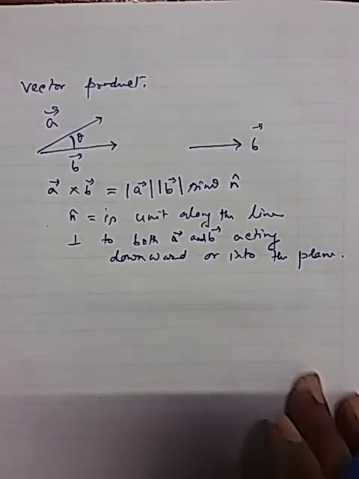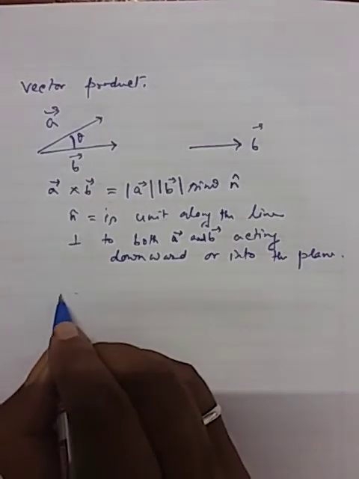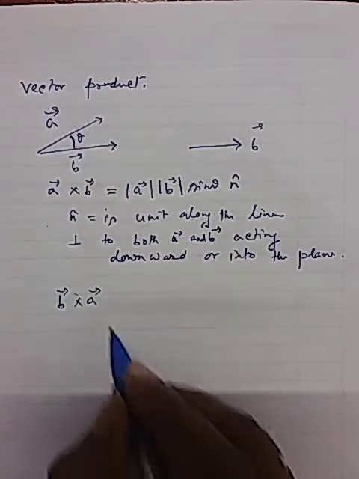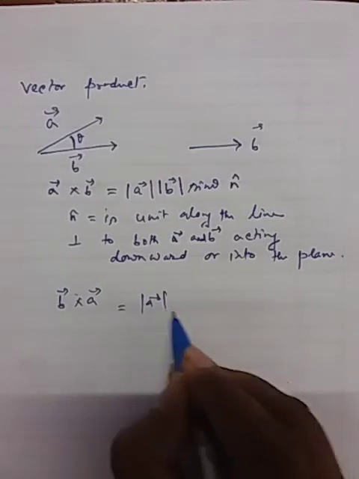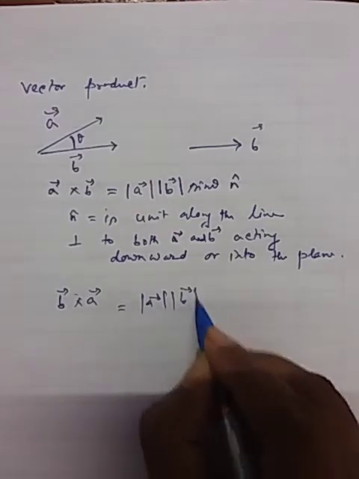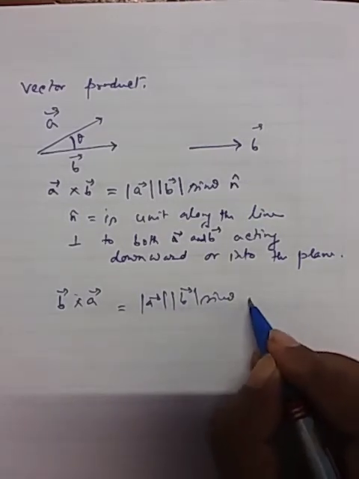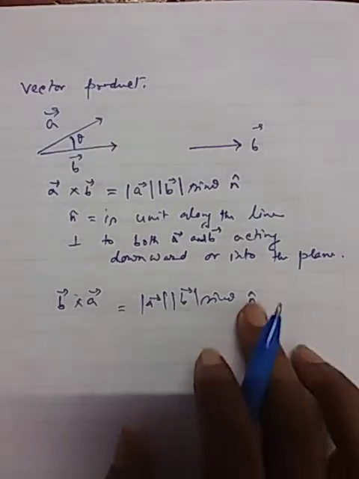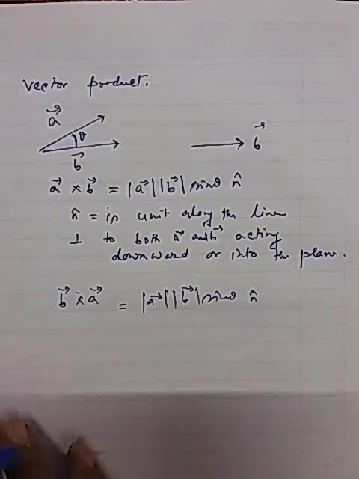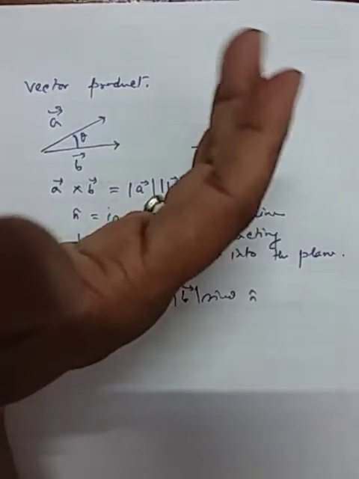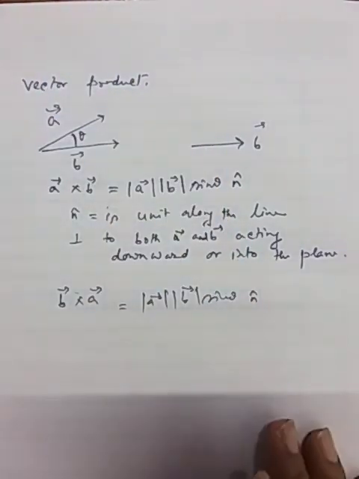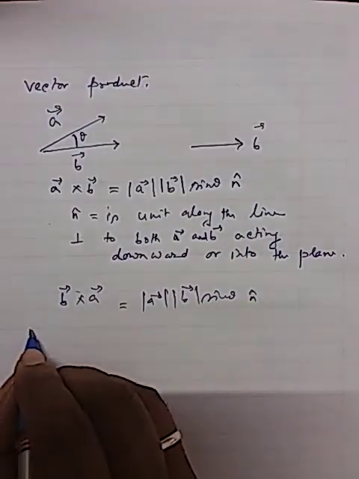If B cross A is taken, again the magnitude is AB sin theta, and n cap. N cap is the direction from B to A. So if I go from B to A, my thumb will point outward. So now this time n cap is a unit vector.